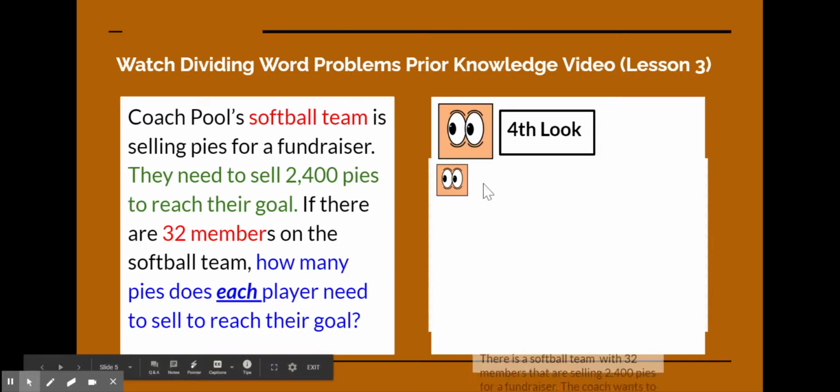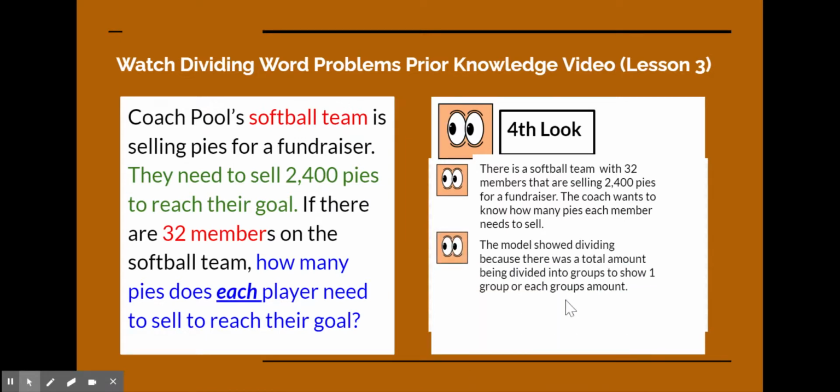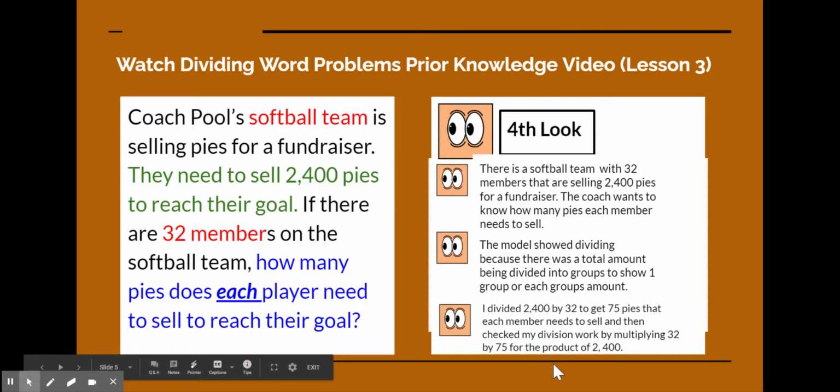So in our first look, there is a softball team with 32 members that are selling 2,400 pies for a fundraiser. The coach wants to know how many pies each member needs to sell. In our second look, the model that we drew showed dividing because there was a total amount being divided into groups to show one group or each group's amount. And in our third look, I divided 2,400 by 32 to get 75 pies that each member needs to sell, and then checked my division work by multiplying 32 by 75 for the product of 2,400. And that is our 4-look strategy to solve this problem.